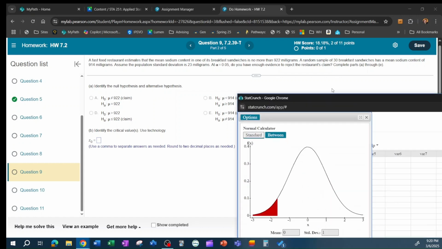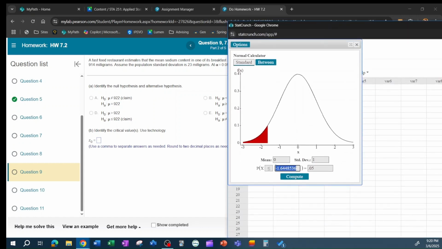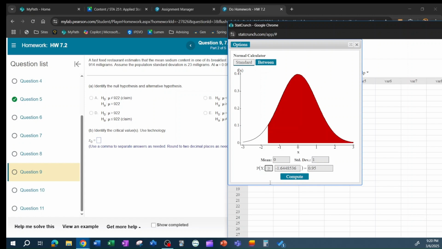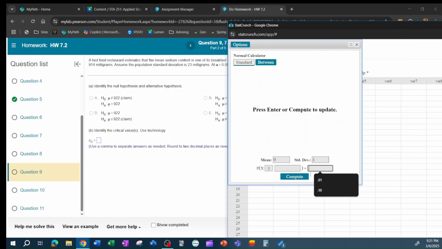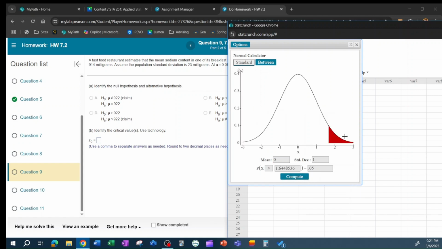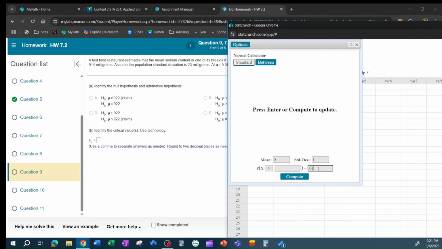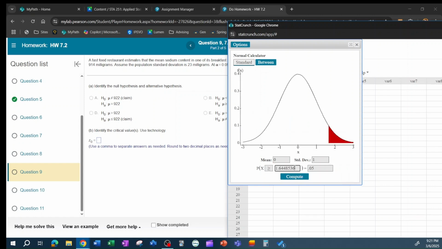So here we go. 0.05. And this time it's on the right side. Oops, let's do that again. 0.05. All right, so there's our critical region, our rejection region, and the critical value is right there. The area of that red region is 0.05. If it was 0.01, I would do that, and that would be our critical value, but it's 0.05. So this is here again.